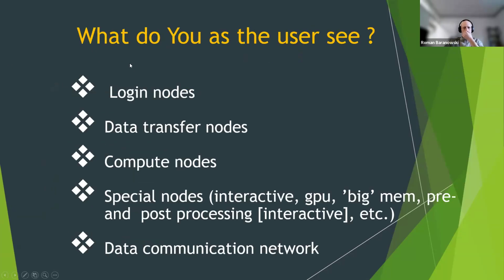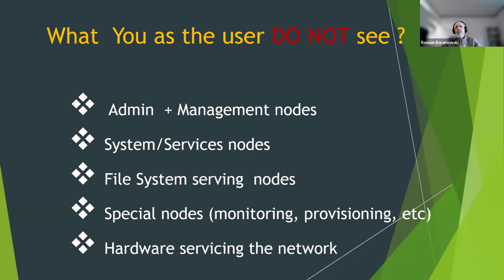Okay, so now let's see, what do you see as a user? As a user you see login nodes, you see data transfer nodes, you see the compute nodes, and of course you see these other nodes with the DECMEM, the visualization nodes, open on-demand nodes, and you see that these nodes are communicating with each other, so you see the communication network. However, there is plenty of stuff within the systems which you don't have access to and you don't see. This is the internal software and hardware, which basically.